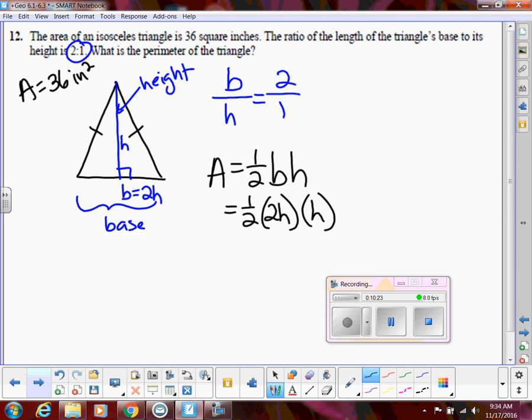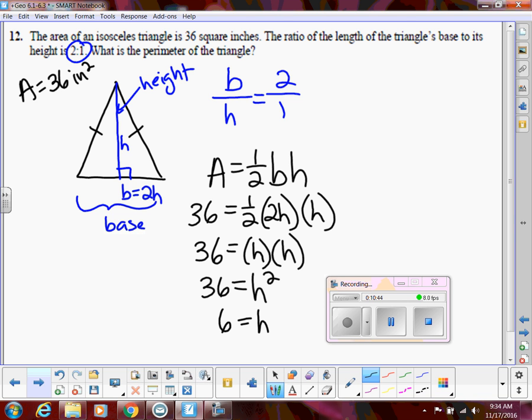And remember, we said that this area is 36 square inches. So we're going to solve this. I have 36. If I do 1/2 times the 2, that's just going to be 1. So I'm going to have h times h, 1h times h. So this is going to be 36 is equal to h squared. If I square root both sides, I'm going to get h equals 6. And I'm going to ignore the negative 6, because I can't have a negative height. So this means that my height is 6 inches.